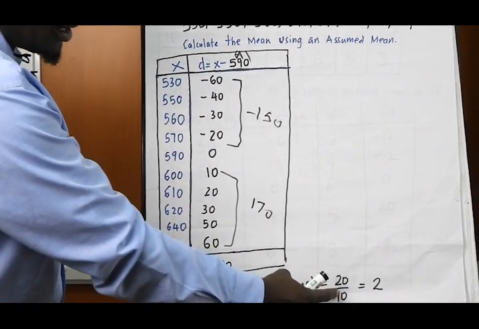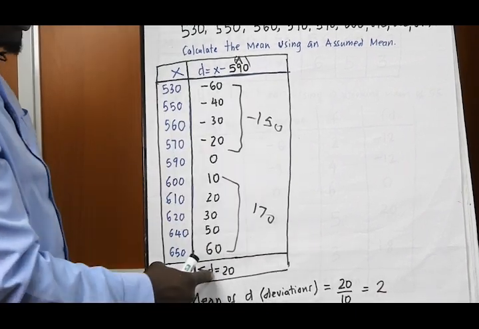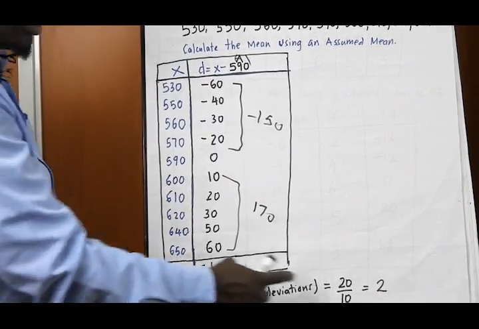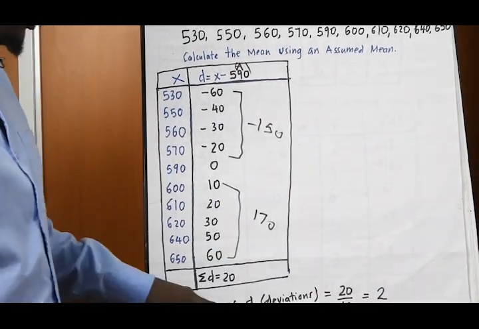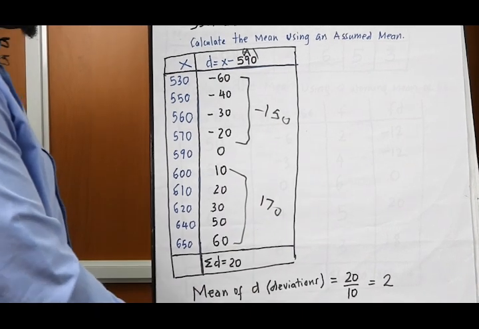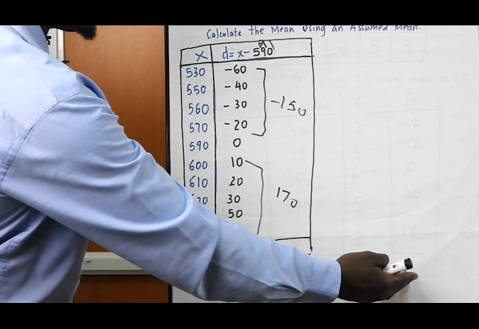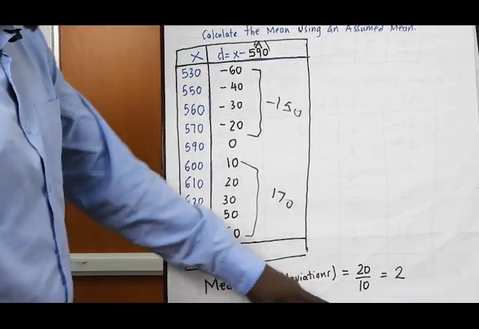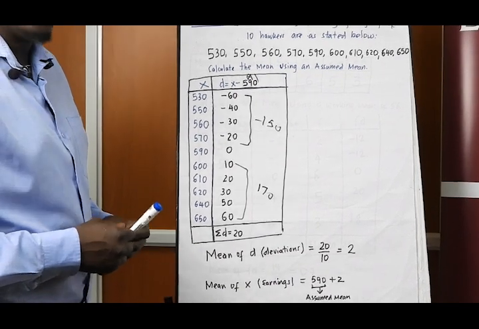That's what I'm getting here, 20 divided by 10. 20 being the summation of the deviations, then divide by the number, which is 10, we obtain the mean for the deviations as 2. So to get the actual mean for the data, we just take 590 plus those deviations. So 590 plus 2, and that gives us a mean of 592.